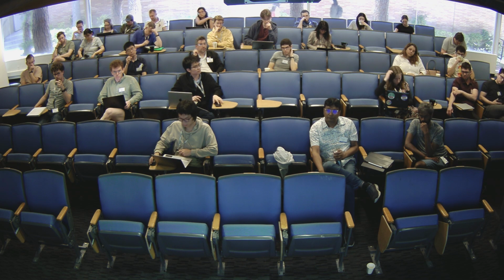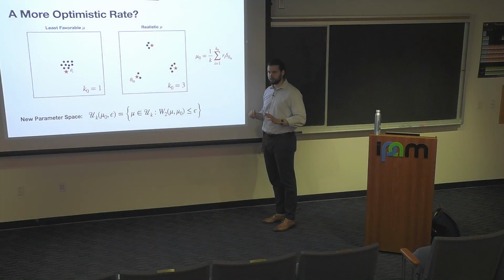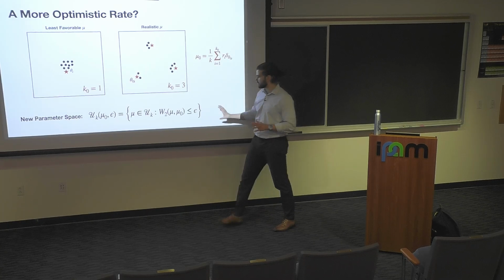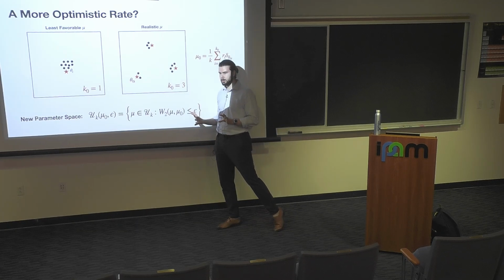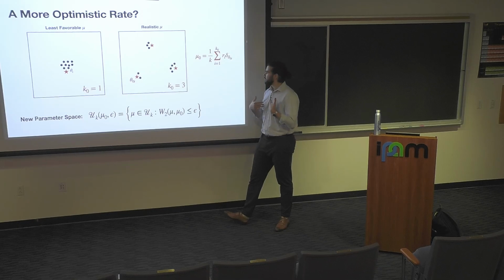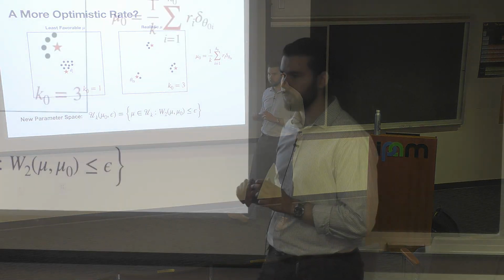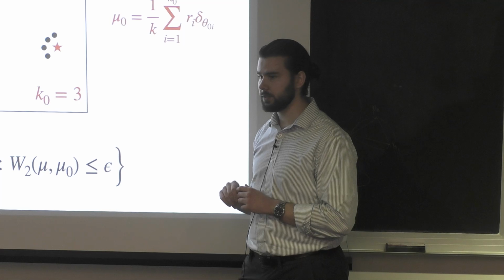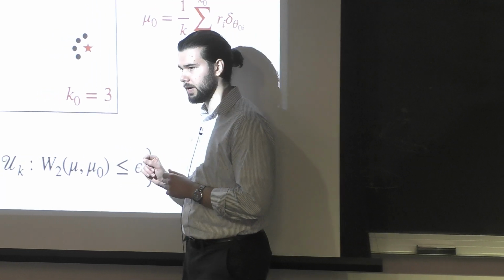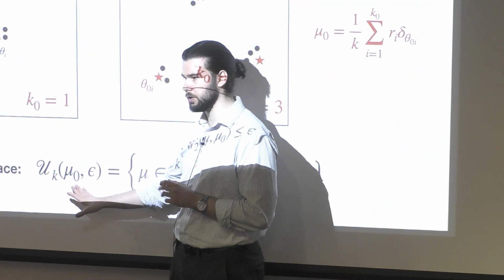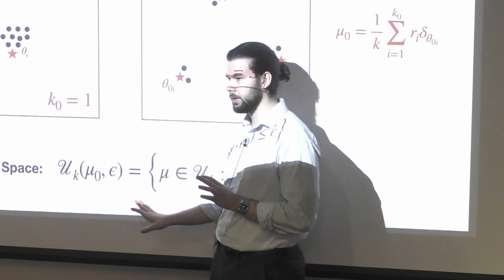It's a modeling choice. It's not something that's inherent to the problem. It's a way in which I'm going to define a local parameter space. So I'm going to say, suppose you give me a mu0, which has k0 components, let's say 3 components. I'm going to ask, what is the optimal rate of estimating a mixing measure, which is in a ball around mu0 for some small epsilon?